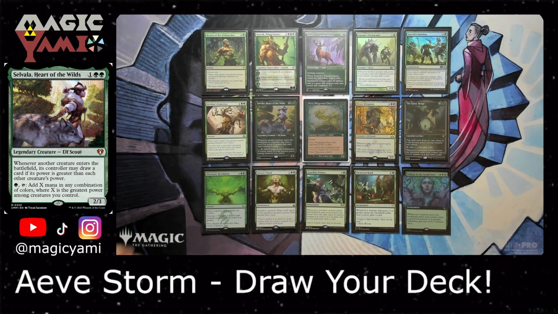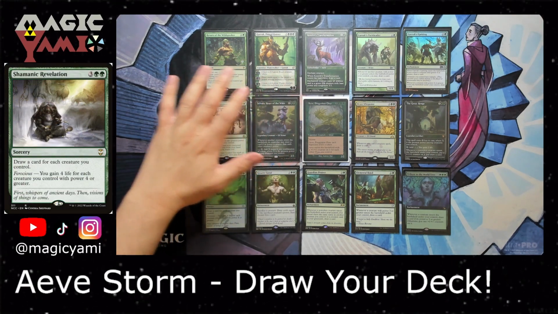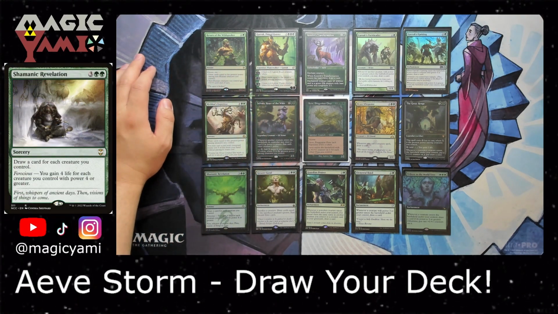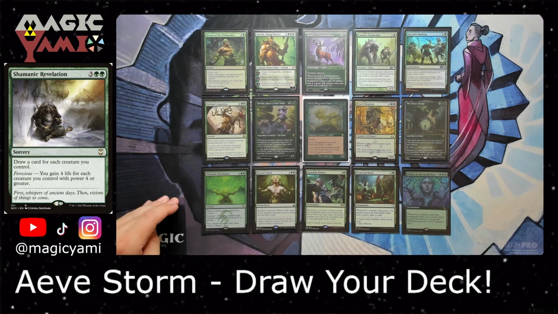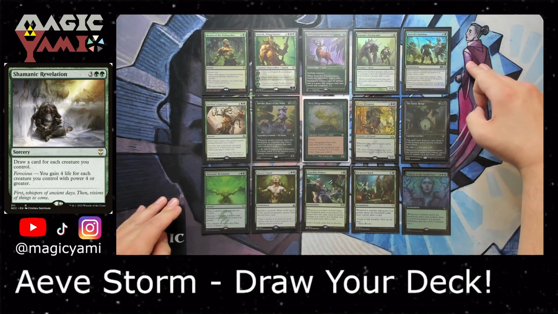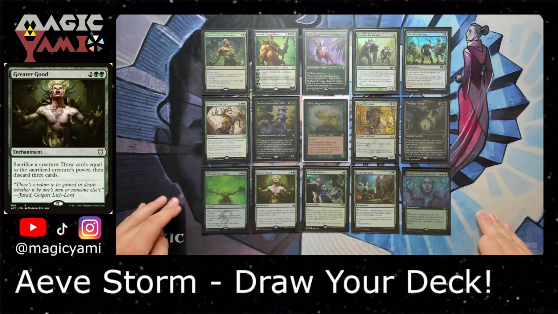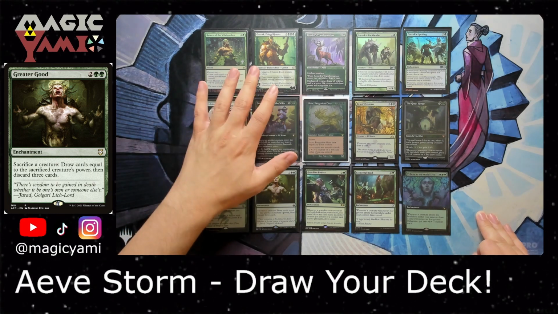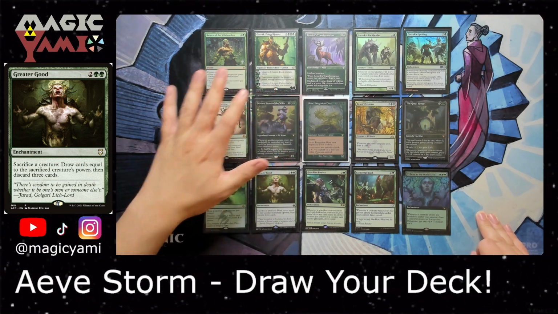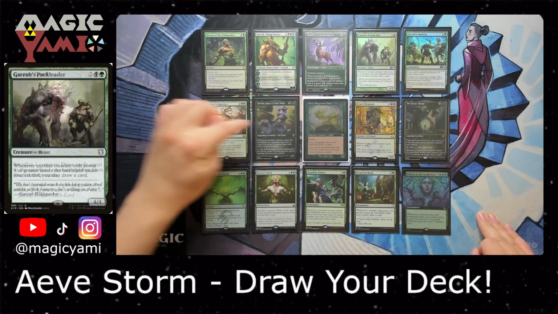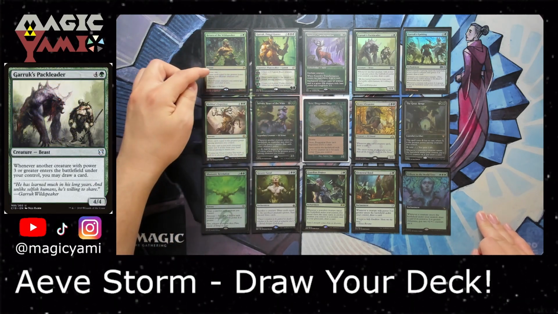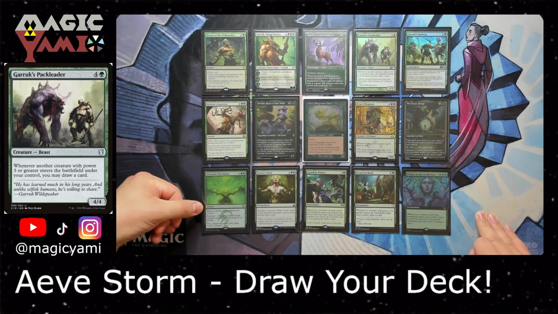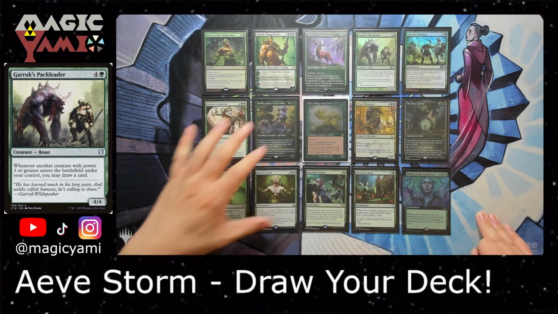First of all, on this left side we have what I like to call quantity draw, and on this right side I like to call this quality draw. Okay, so this is the quantity that you draw, or that you draw for a certain quantity. For example, these cards draw for the power of the creature, and Shamanic Revelation draws for the amount of creatures you have. It's all quantity.